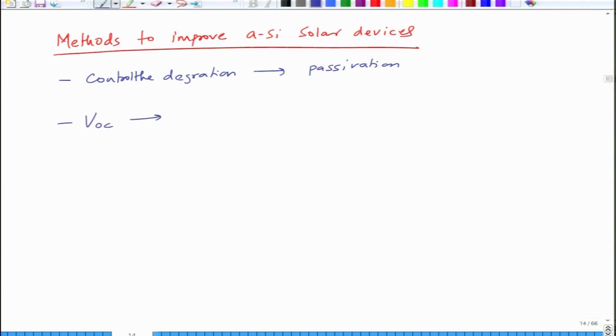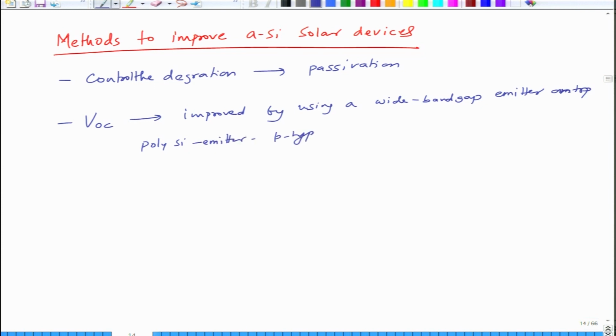VOC is generally improved by using a wide band gap emitter on top. And if you use a polysilicon emitter, it is basically p type.